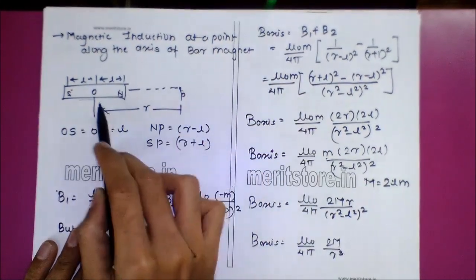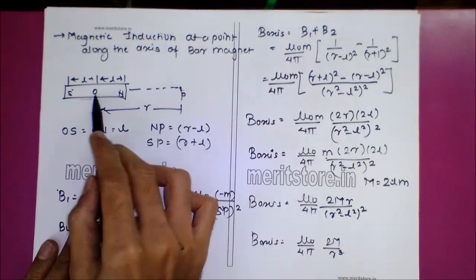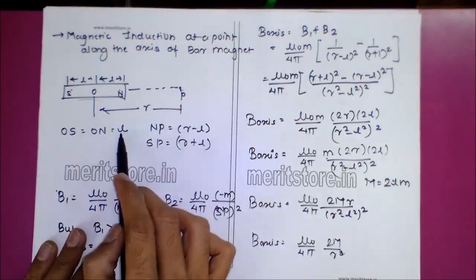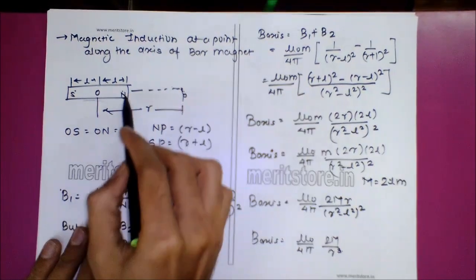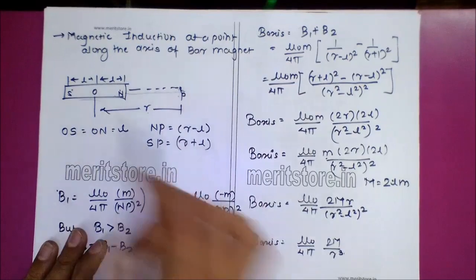The point P is kept at a distance r from the origin, from the center O. So OS and ON both will be L. Your NP, this distance, will be r minus L, and your SP will be r plus L.